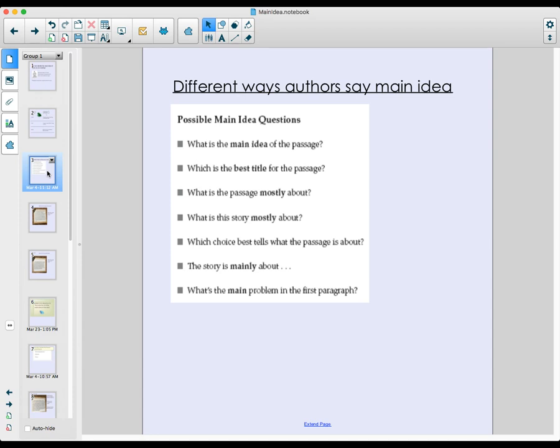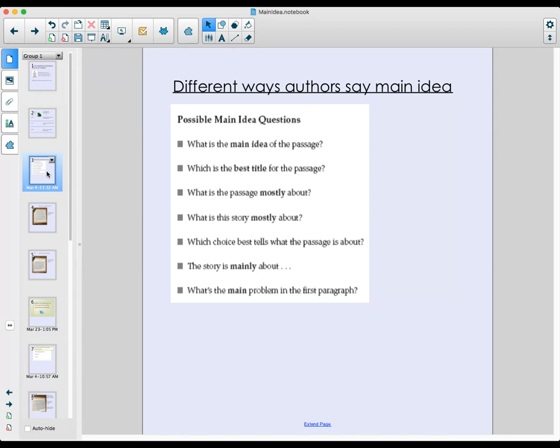Okay, now we can be asked about the main idea with lots of different phrases. So I've listed some here, like what is the main idea of the passage? That's pretty clear that they're talking about main idea. But even if they ask something else, like which is the best title for the passage, you're having to think about what the passage was mainly about, or what is this story mostly about? Okay, there's a whole bunch of different examples of how someone could ask you to tell them the main idea, and not all of them use those exact words, main idea. All right, so let's practice some of these together.